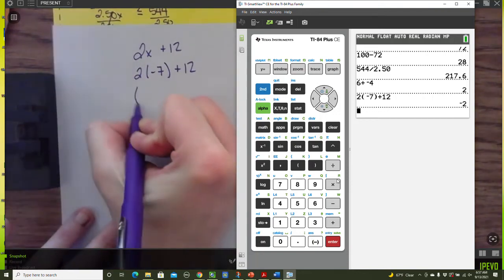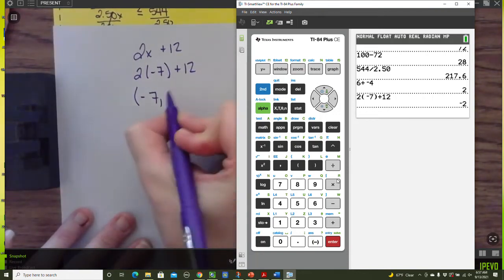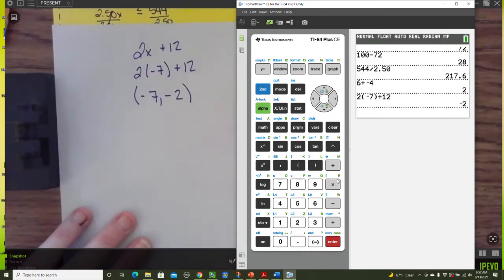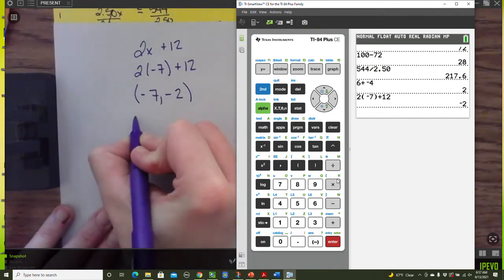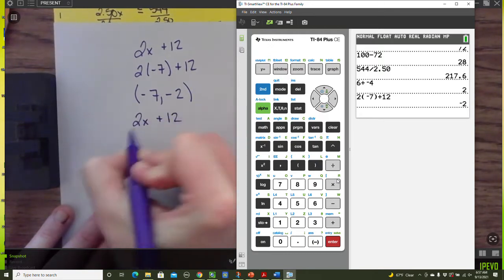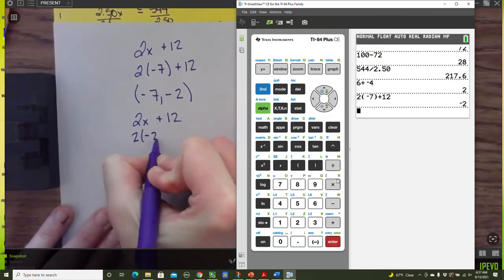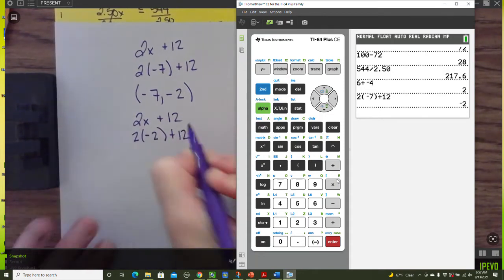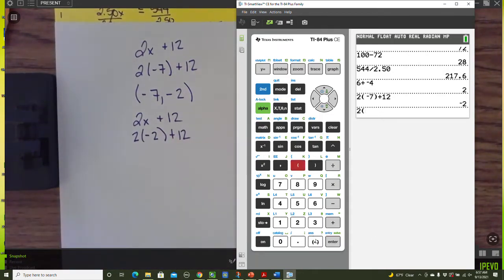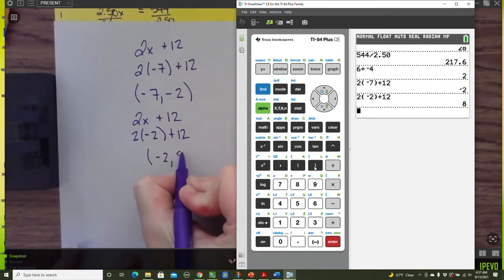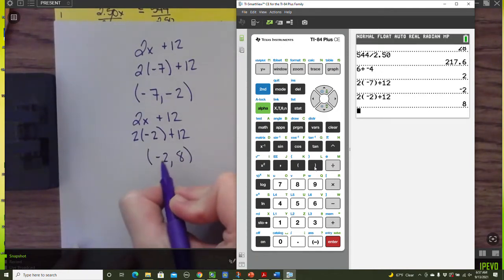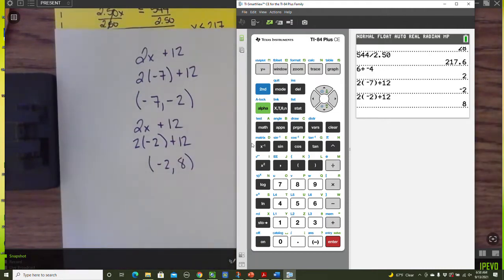So that means I've got a point. If x is negative 7, the y is negative 2. Another point that I can use, let's do negative 2, maybe? So 2x plus 12, this time I'm going to plug a negative 2 in for that x. So 2 times negative 2 plus 12 gives me an 8, which means if x is negative 2, y is positive 8. So these are 2 points that I can graph.